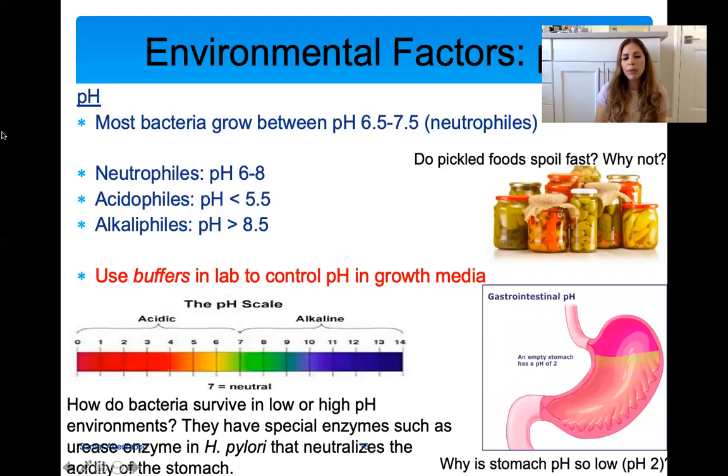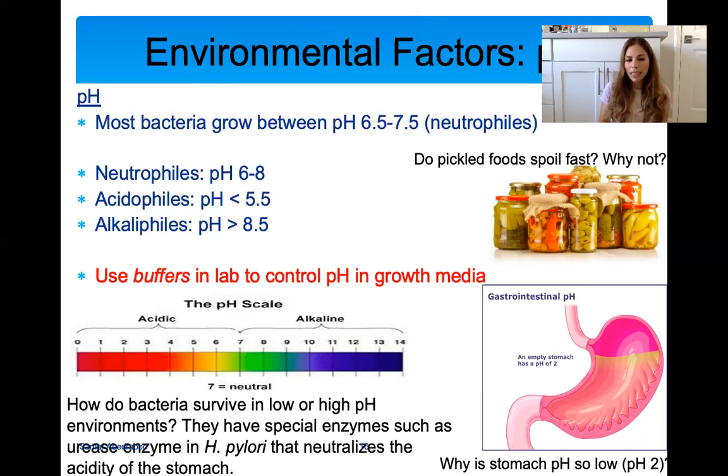And the question would be, well, how do bacteria that are acidophiles or alkalophiles survive in these environments? And the answer is that the bacteria that are acidophiles or alkalophiles generally have enzymes that allow them to survive in very acidic environments or very alkaline environments.